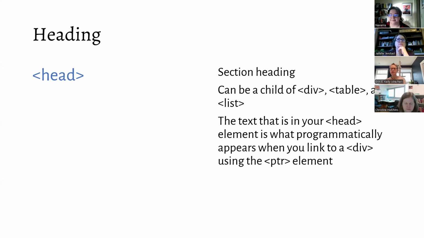We also have our heading element. It is the child of div. It can also be a child of table or of list, which we'll talk about a little bit later on. And again, the text that's in your head is what's programmatically generated when you link to a div using the pointer element. It's also how we get your table of contents. So on any LEMDO page, in the top left, there's a little hamburger menu with the three lines and the blue square. If you click on that, the first thing that pops up is a table of contents. And you don't get that in your critical paratext unless you have div elements with a child head.